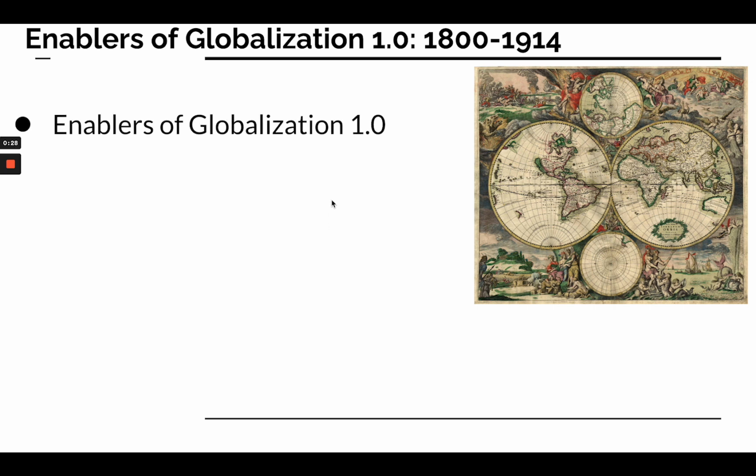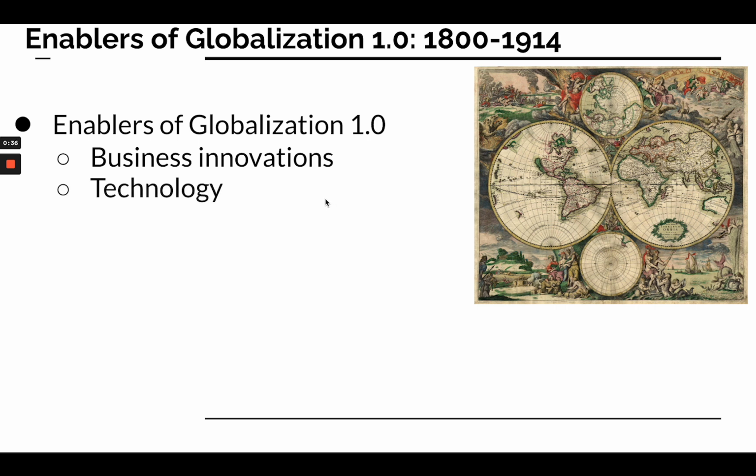As we look at these enablers, we're going to consider three sets of enablers. The first will be business innovations, the second will be technology, and the third will be some additional Enlightenment ideas that were important for making global trade connections. In this presentation, we will only be addressing the first two, business innovations and new technologies.